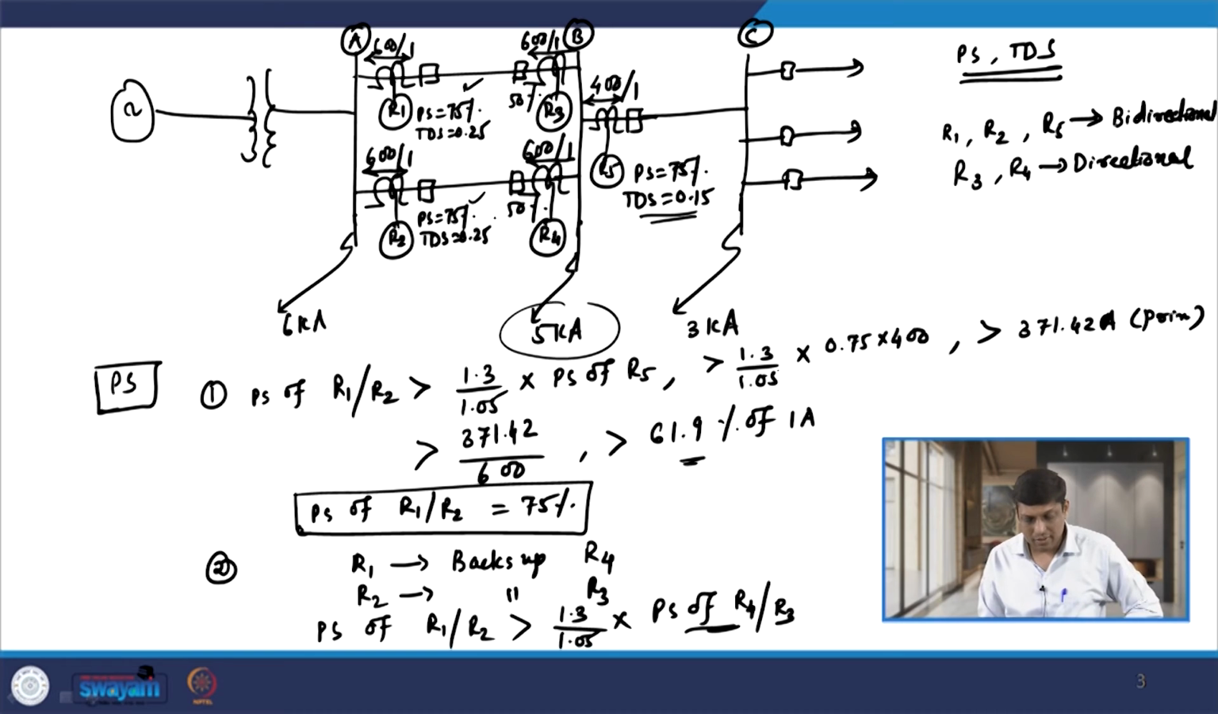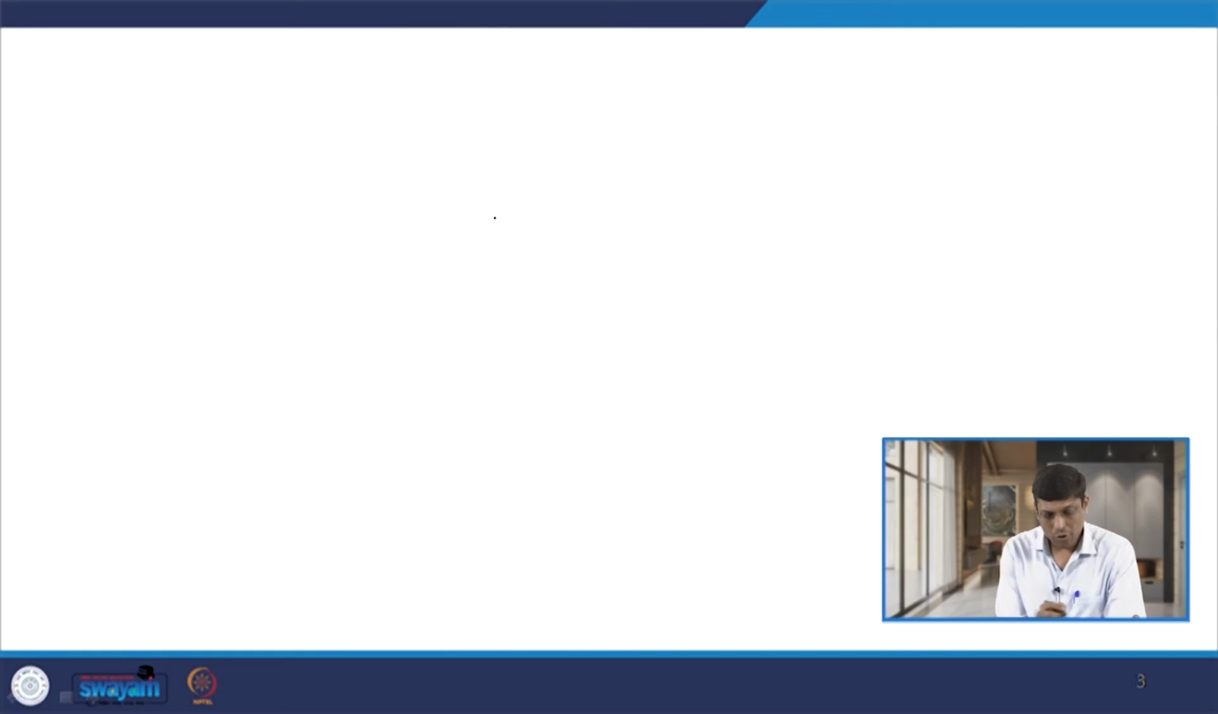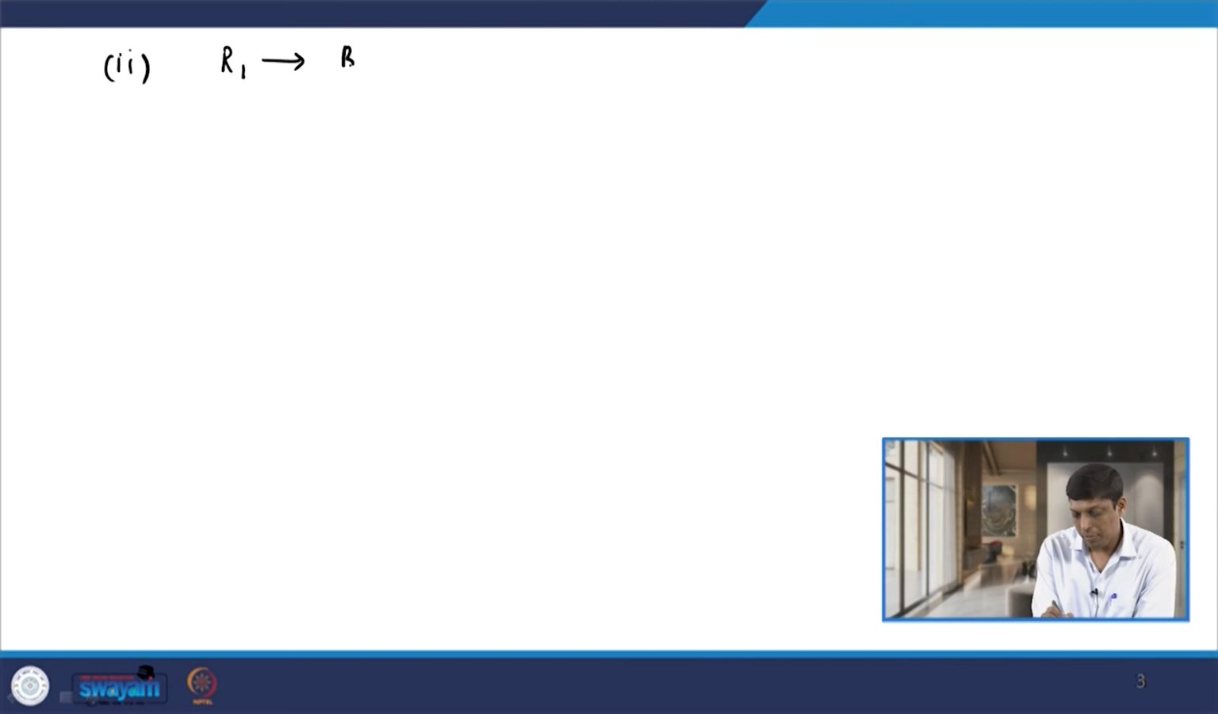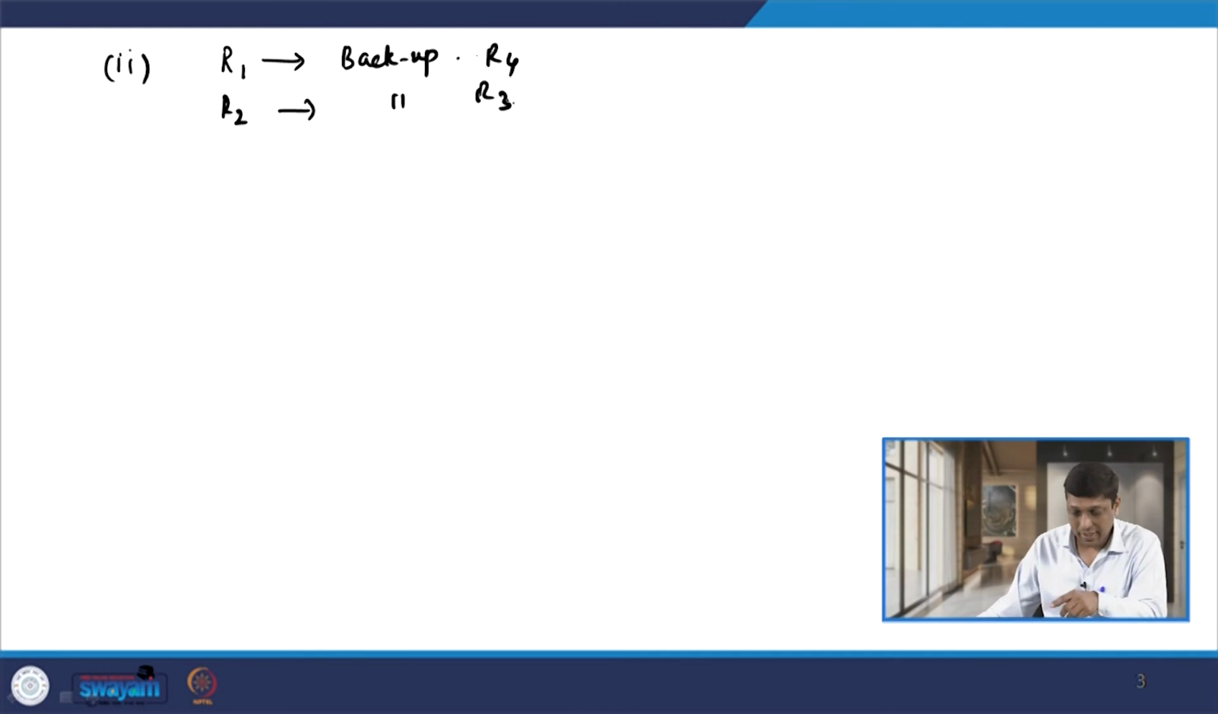Now, what is remaining is we need to find out the time dial setting of R3 and R4, as we have already calculated the plug setting of R3 and R4. So, let us coordinate here. I told you that R1 provides backup to relay R4 and R2 will provide backup to relay R3. So, obviously the time of operation of relay R3 and R4 is lower than the time of operation of relay R1 and R2.